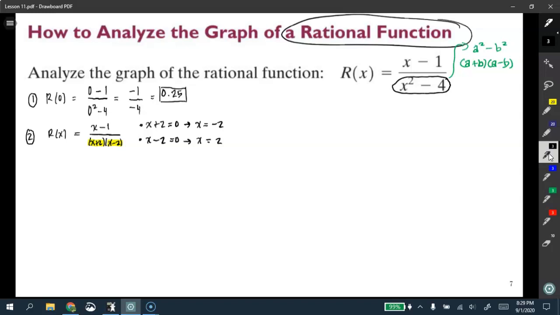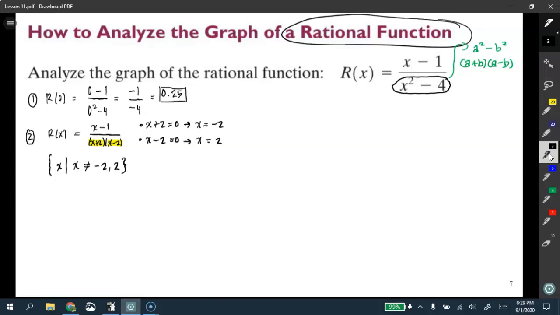And we have to let everybody know that the domain is undefined here. And that is why we write down the following. We make set builder notation, and we write down that x cannot be equal to negative 2 and positive 2, like that. All right? Now moving forward.